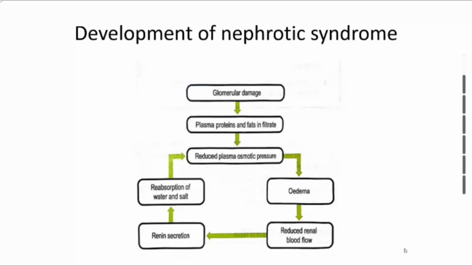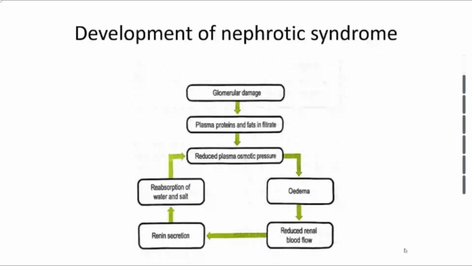So it's good to go back and look at the way edema forms basically. So there'll be reduced plasma osmotic pressure, and that in itself leads to edema. And then with edema, you will have reduced renal blood flow. So when you have edema, the blood supply to the kidneys tends to reduce. And then you have what you call renin secretion. So usually the reaction of the kidney will be to produce a hormone called renin.